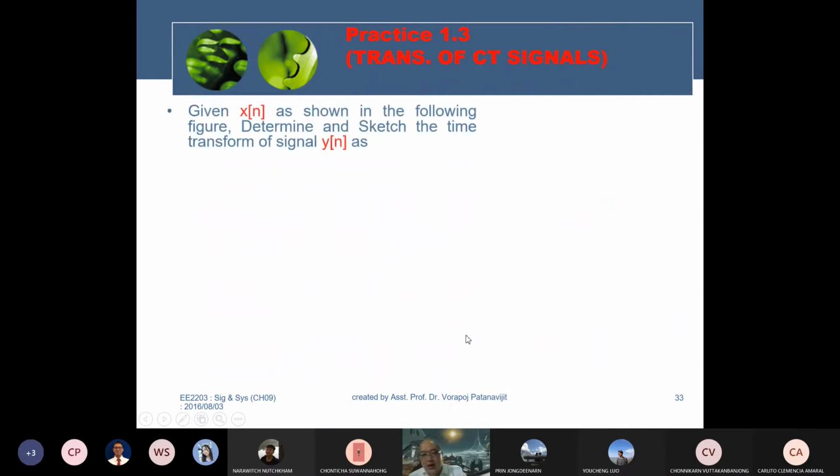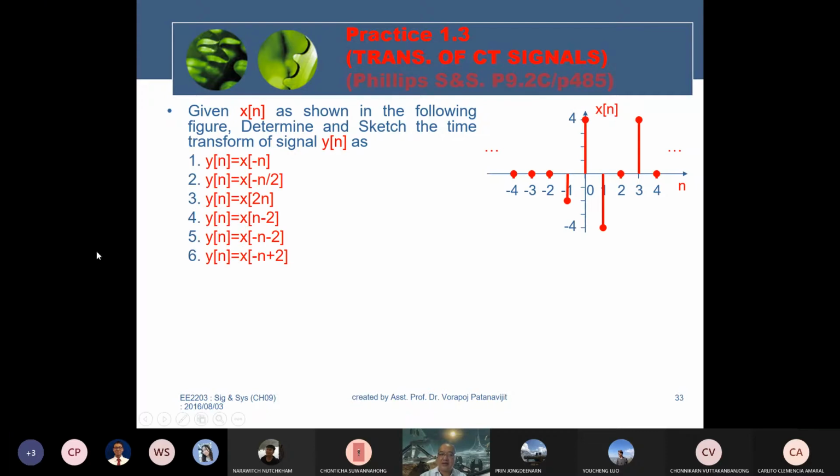Okay, the next one, given xn as shown in here, if the signal is different in here, the question is to determine the time transform for this signal. The first one is to determine the time reversal, yn equal to x minus n.